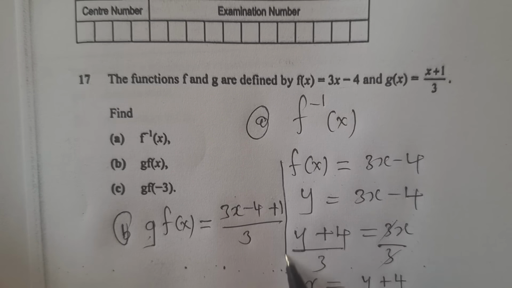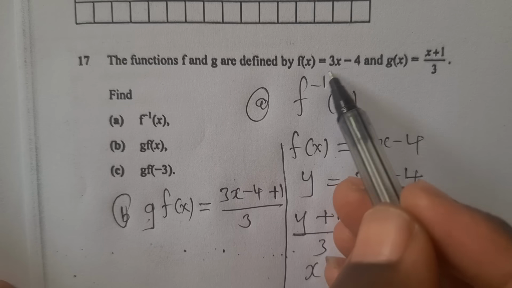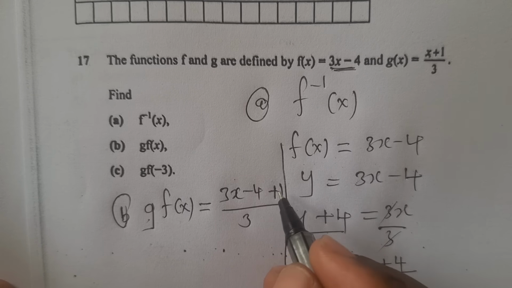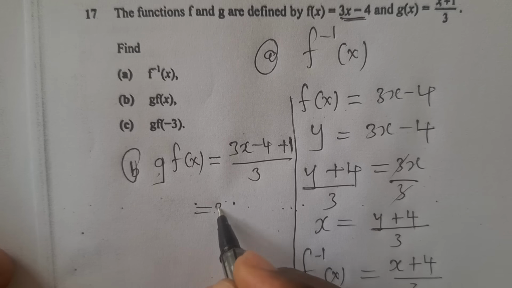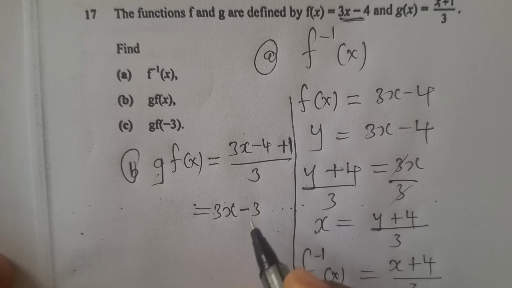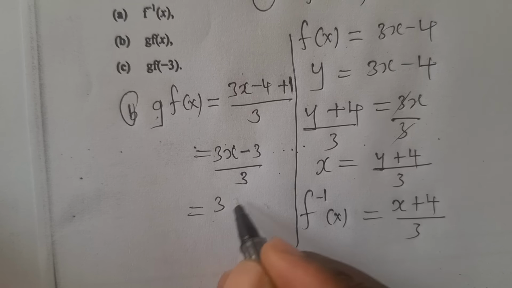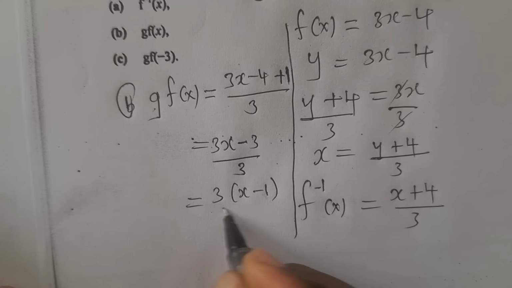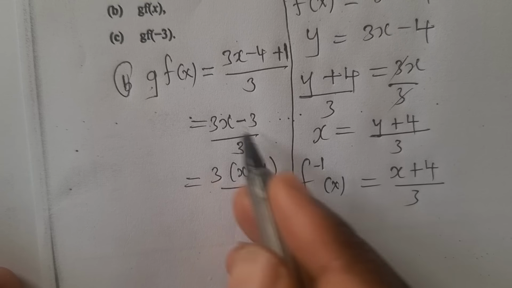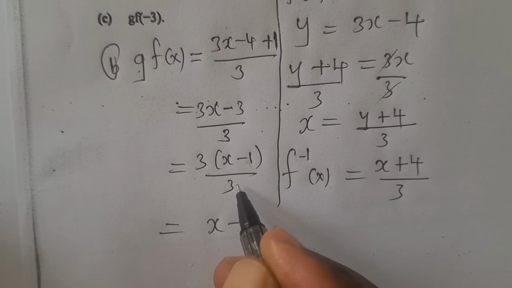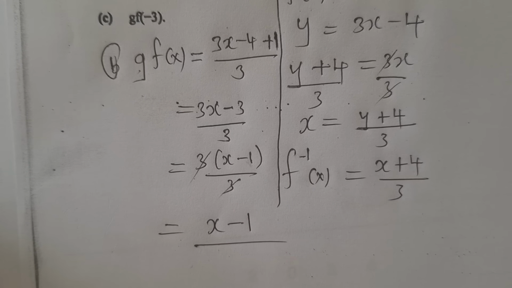Hopefully you've seen what I've done. I've just gotten this part of the function, put it where x is, and this is how it looks. So this will be 3x minus 3 over 3. We can factor out a 3 since it's common. I've factored out 3 and I'll remain with x minus 1, because the 3 and the 3 will go. This is what we get.